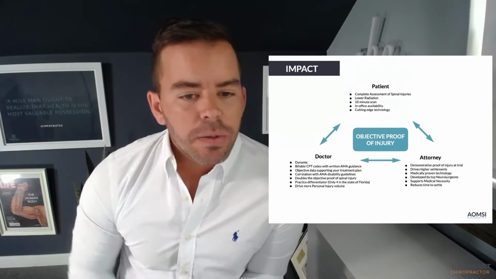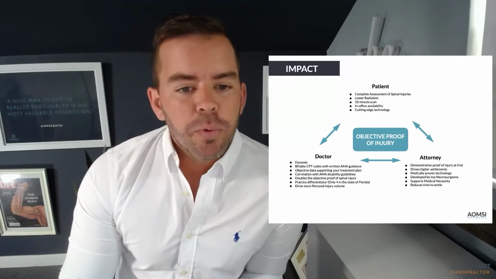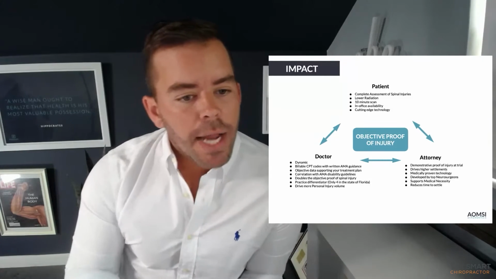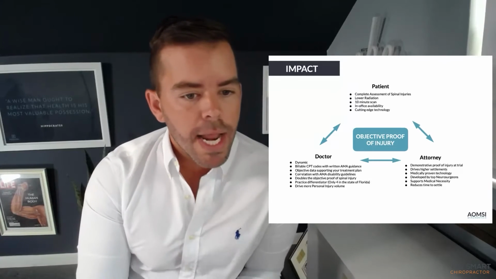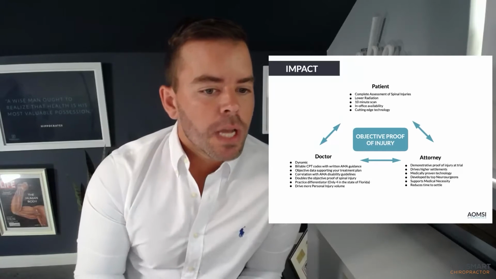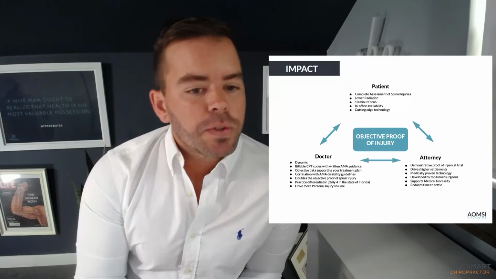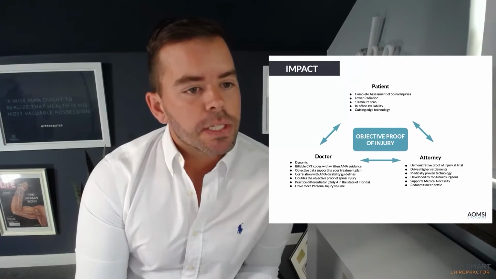And the biggest thing here that we talk about is going to be right in the middle, which is the objective proof of injury. So when it comes to the doctor side, as you guys can see, billable CPT codes with written AMA guidance, objective data supporting your treatment plans, correlation with the AMA disability guidelines, and it doubles the objective proof of spinal injury. And so what we look at here is spinal instability.